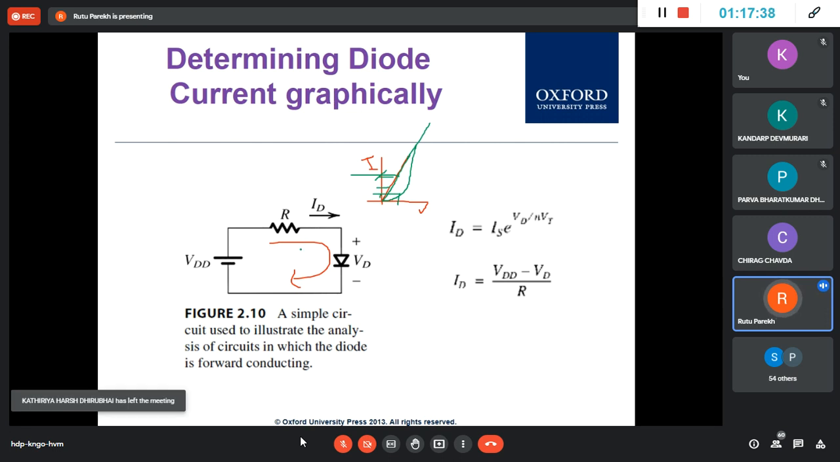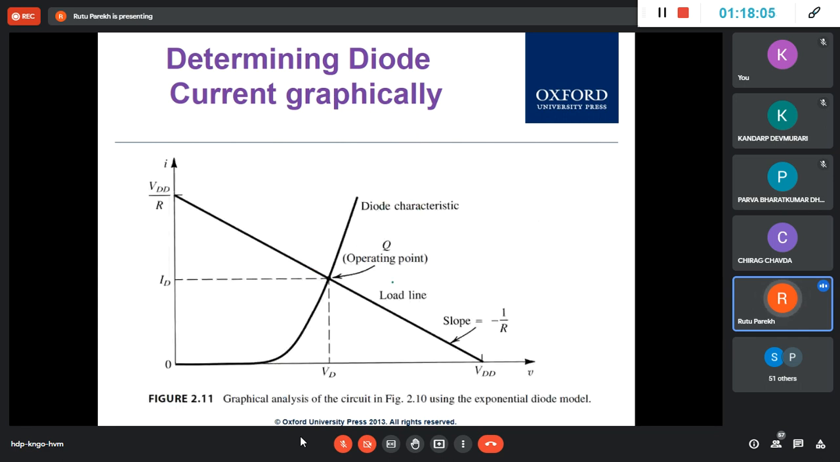So you have two equations now. ID, for the diode, is conducting, so I neglect the -1. This is the simple conduction equation in forward bias for a diode: ID equals IS e raised to VD upon nVT. The other equation is the voltage across this minus this: the higher voltage minus this, upon R, is your ID. So ID should satisfy both of them.